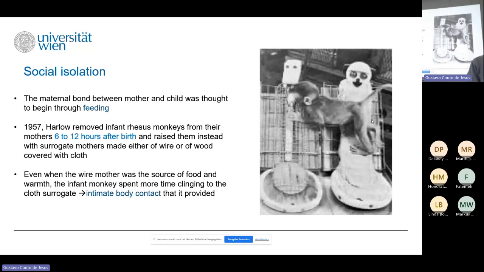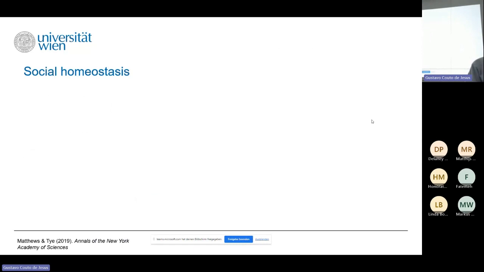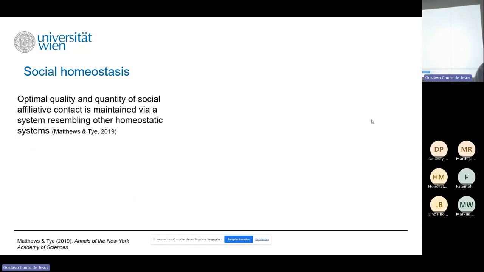So this suggests that indeed there is evidence that social isolation or lack of contact, and some deviation in this need, have an influence, an impact on our health and well-being. And the question is: is this regulated similarly to other homeostatic systems? The concept of social homeostasis, as I said, is pretty new.